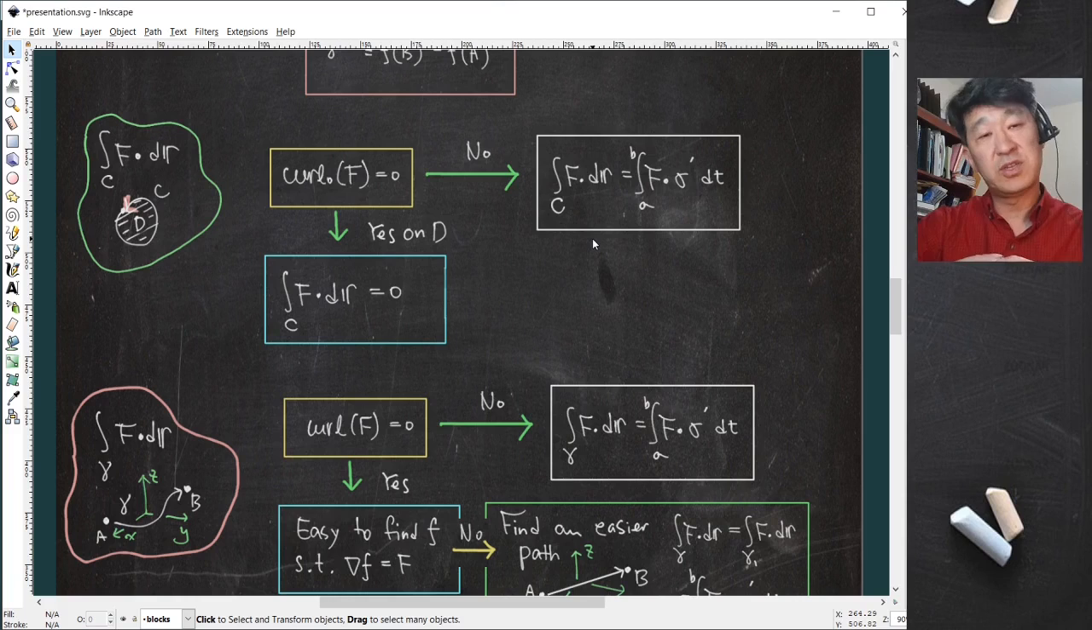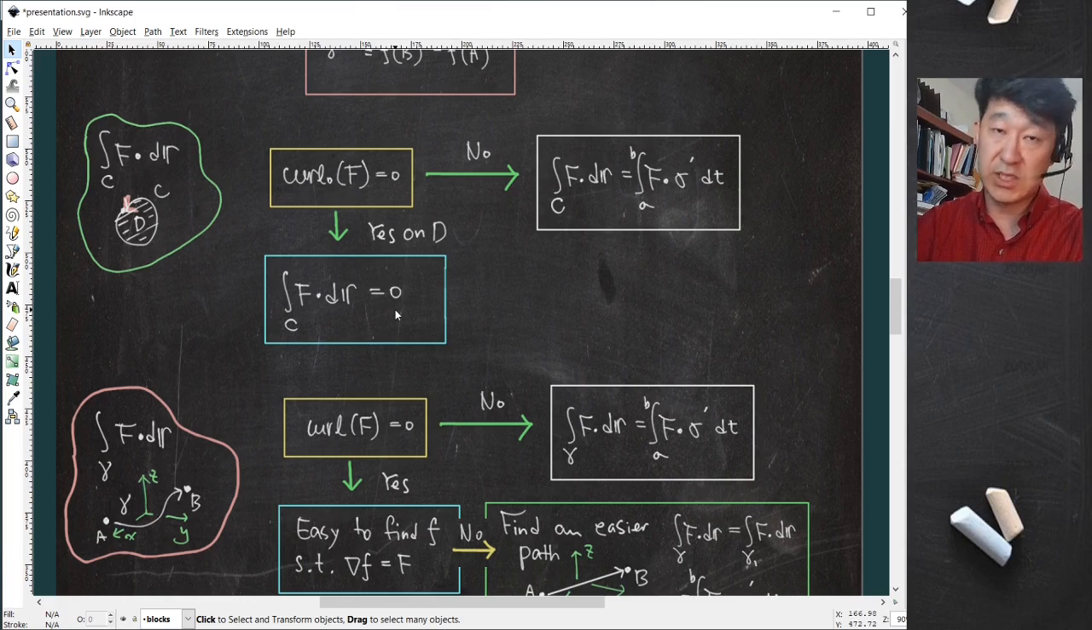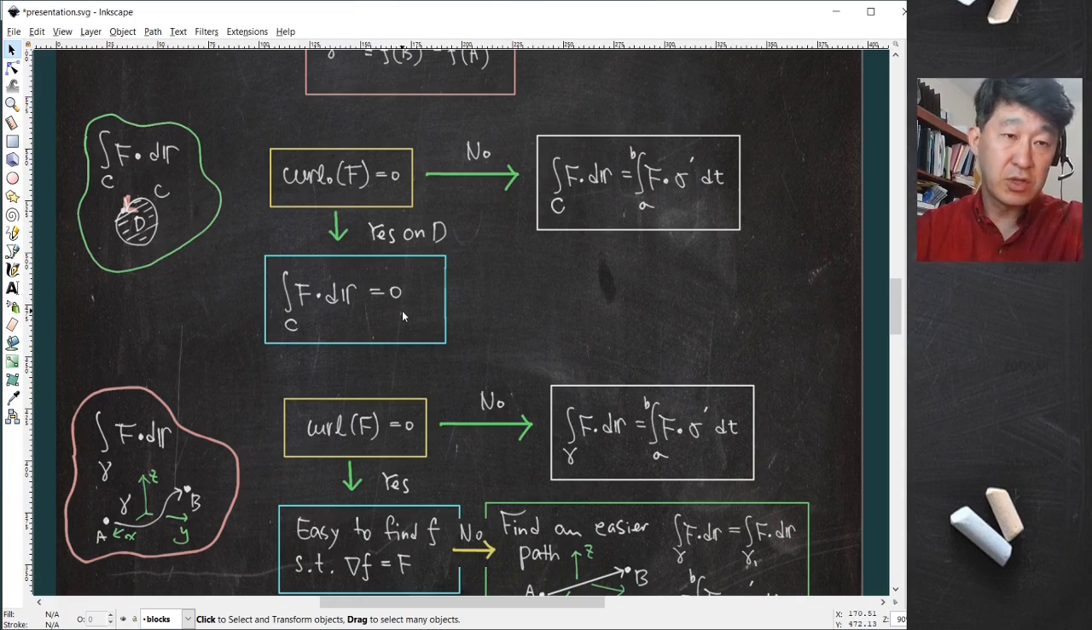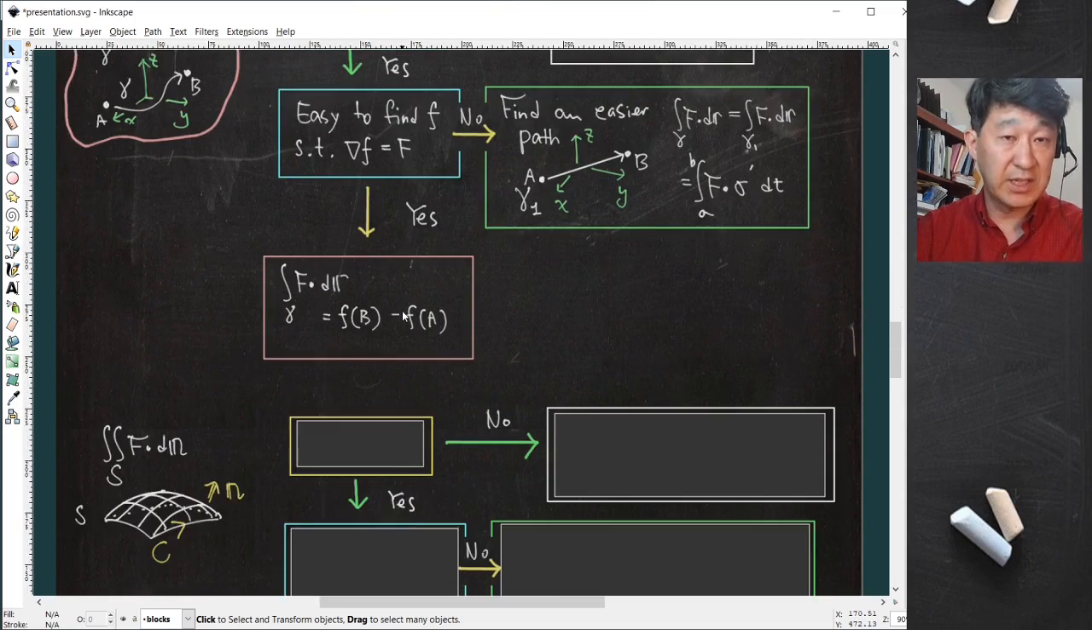So if the curl is 0 and the vector field is not defined only at some points, not like infinitude, then you can use this crazy surface that avoids that problem part, and you can still apply Stokes' theorem and get the conclusion that it's going to be 0, because Stokes' theorem is a surface integral over curl. So that's going to be curl equals 0. So those were the discussion about the line integral.